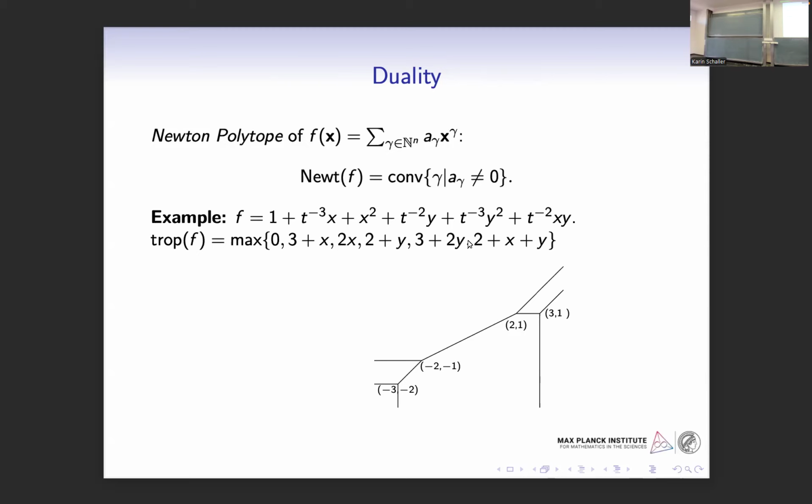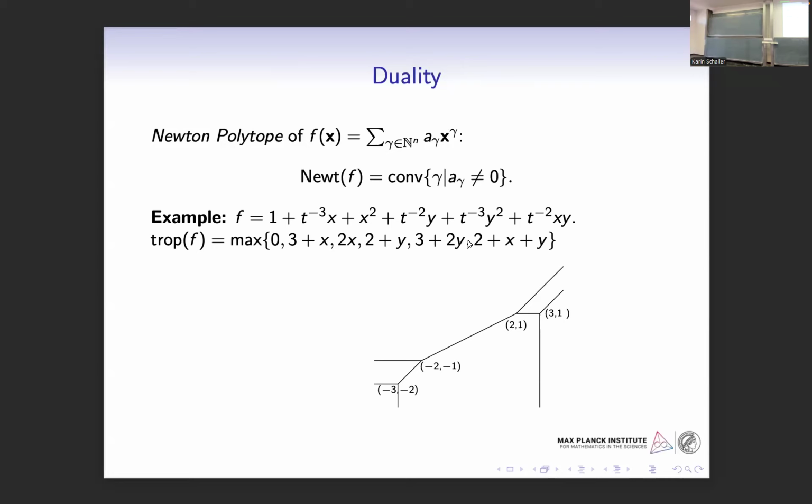So 1 becomes 0. The next term is t to the power of minus 3 times x. So t to the power of minus 3 becomes 3, negative valuation. And then the product becomes the addition, so plus x. Okay? And then x squared becomes 2x, and so on. And then, as we have seen on the previous slide, I can look at where the maximum is achieved at least twice, or I can look at the actual points in the algebraic variety, take their valuations, and close this up, and then we'll get this picture. This is our corresponding tropical curve.